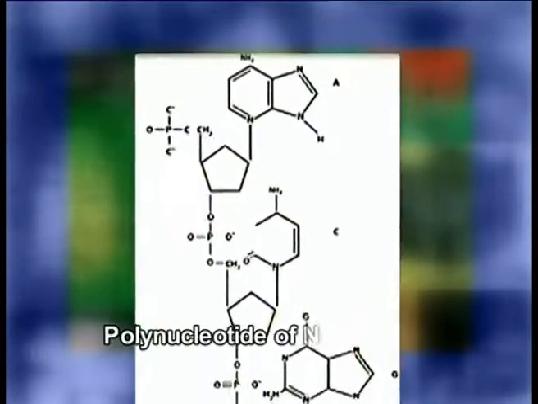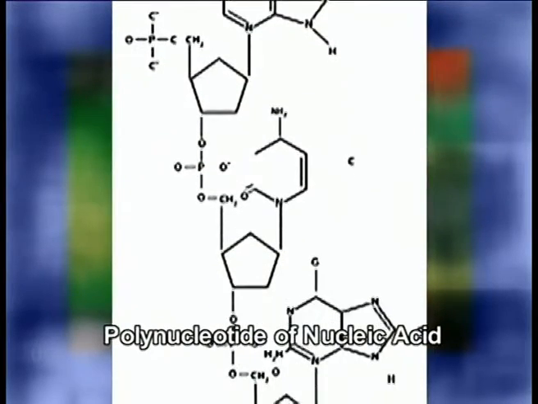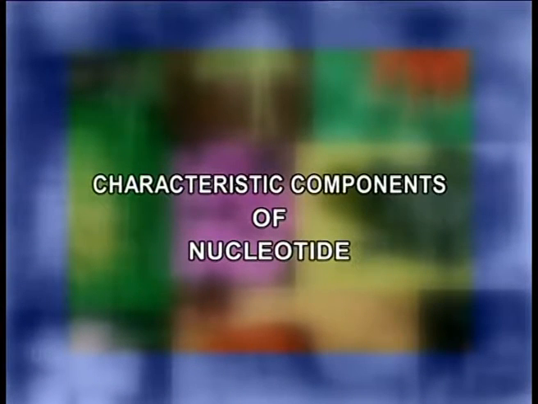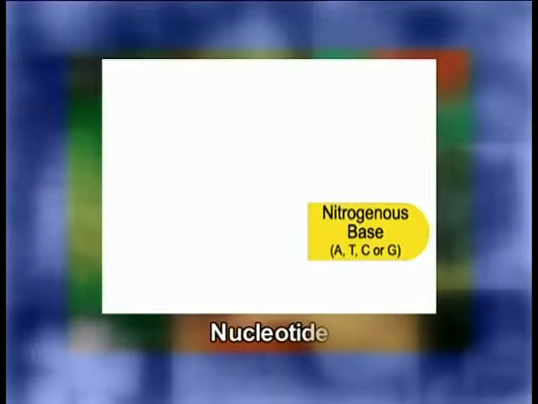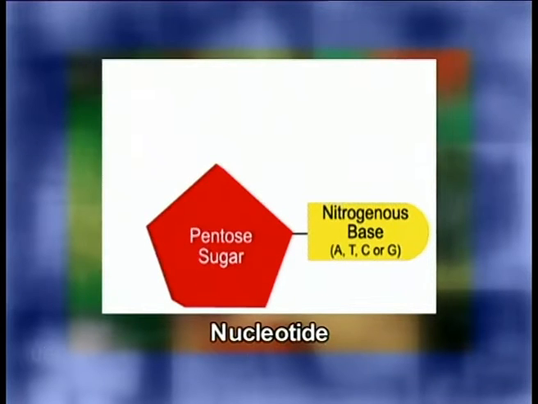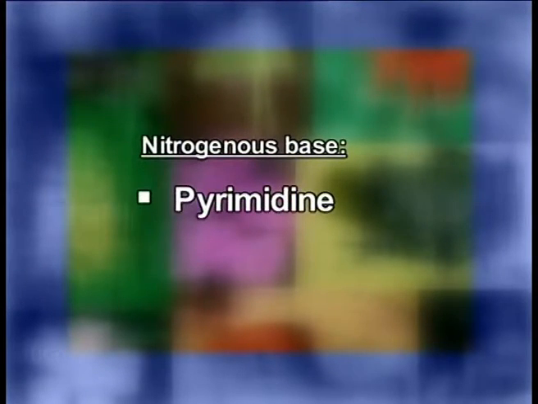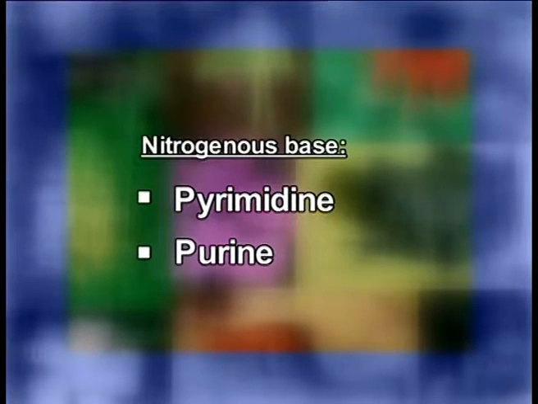A nucleic acid molecule is a long chain polymer, that is a polynucleotide, composed of monomeric units called nucleotides. A nucleotide has three characteristic components: 1, a nitrogenous base, 2, a pentose sugar, and 3, a phosphate group. The nitrogenous base is of two types, pyrimidine and purine.